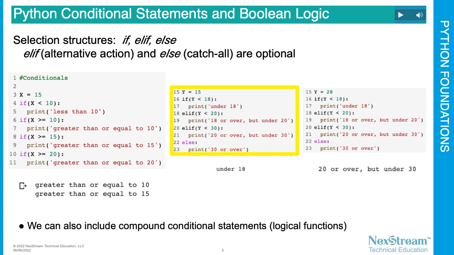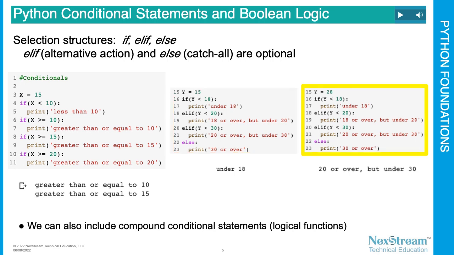In the second example, we evaluate the first conditional statement to true, so we print the message, then terminate the program because the elif and else statements are only executed if the previous statements are false. Since the previous if statement evaluated to true, we do not execute any of the following elif or else statements. In the third example, we evaluate false here, since 28 is greater than 18, and evaluate true here, so we print the message, then terminate the program.